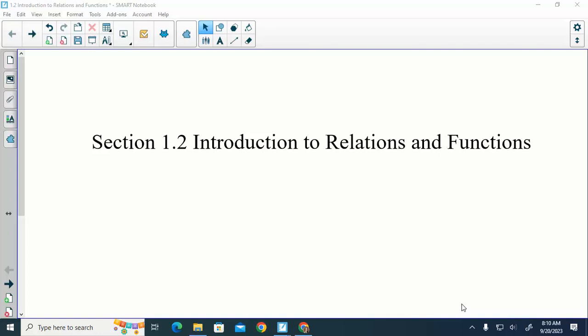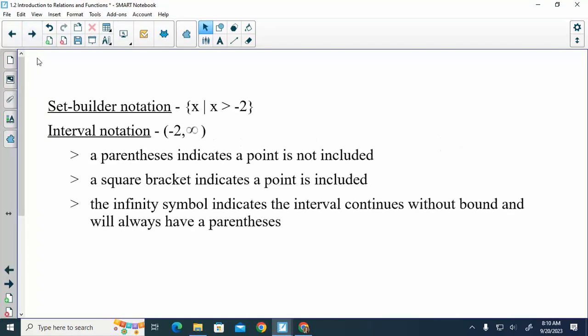Today we're talking about functions and relations. We'll also get into domains and ranges with that. So first thing, we just have some definitions.